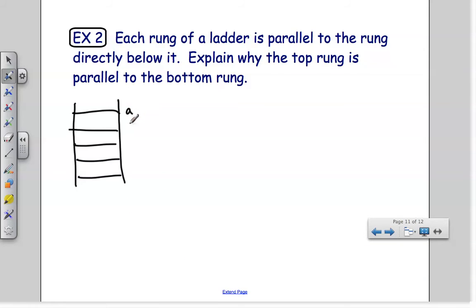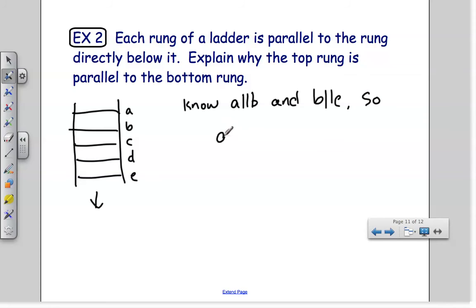If I call this A, B, C, D, E, and I continue down the ladder, I know each rung is parallel to the rung below it. That's what they said. So you know A is parallel to B because B is right below it. And you also know that B is parallel to C, right? A is parallel to B. B is parallel to one directly below it. So now I know that A is parallel to C, right? I can skip from A to C because A was parallel to B and C was parallel to B. So they're parallel to each other.